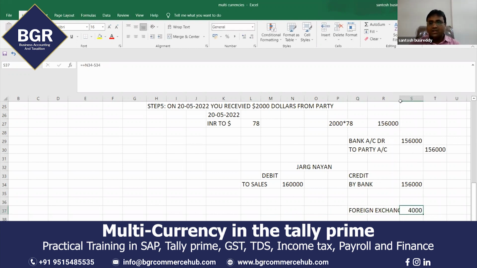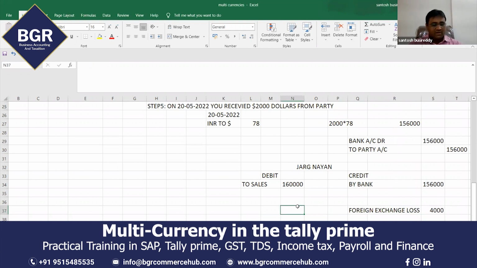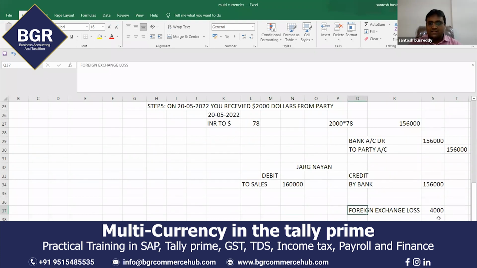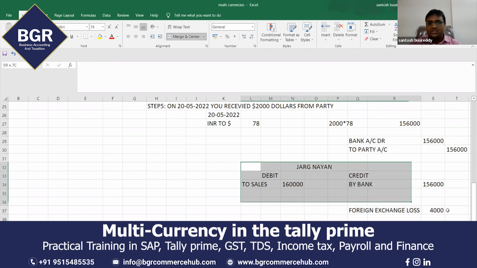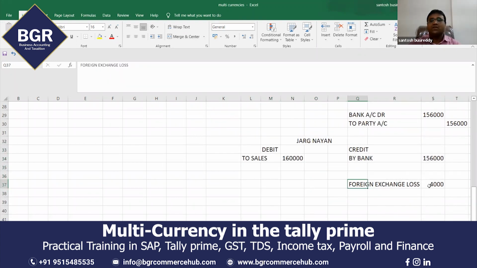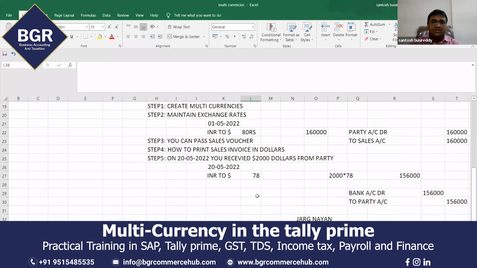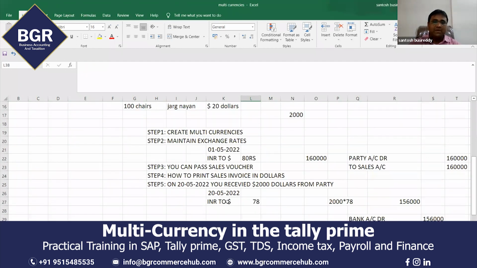You have to configure all these steps into Tally. So the system will automatically calculate the foreign exchange loss of 4,000 rupees into this party account. If you go to the ledger of this party, Charge 9, 4,000 rupees will be unaccounted foreign exchange loss. This loss you have to transfer to the profit and loss account. So this is the process you have to do if you are dealing with an imports and exports business. As an accountant, you should have the knowledge of foreign exchange accounting and how to maintain multi currencies.